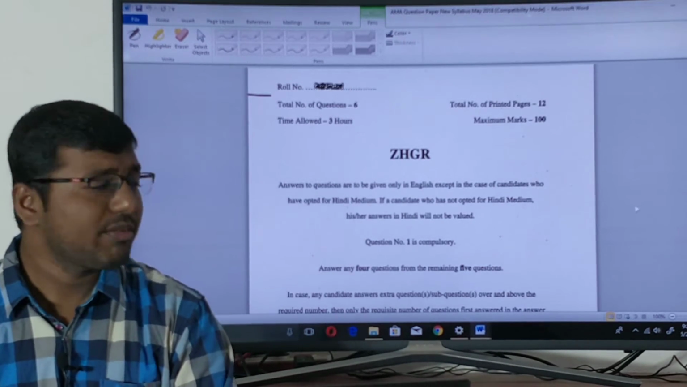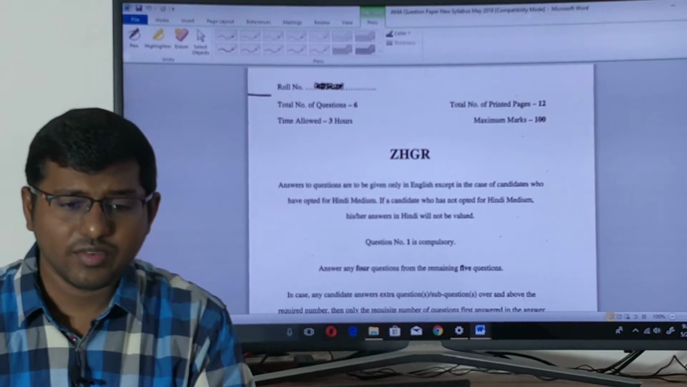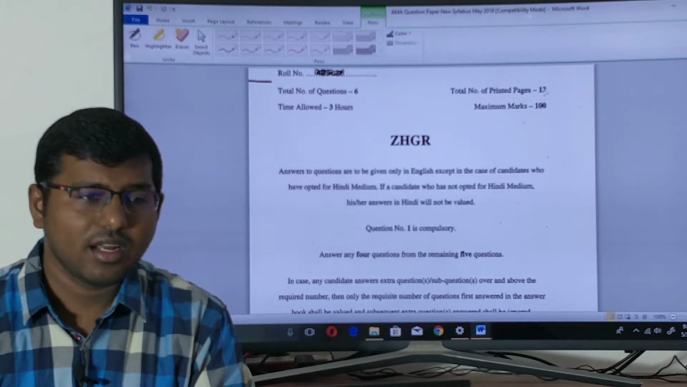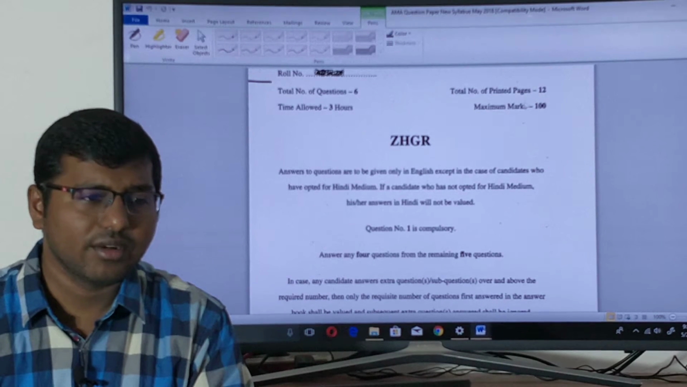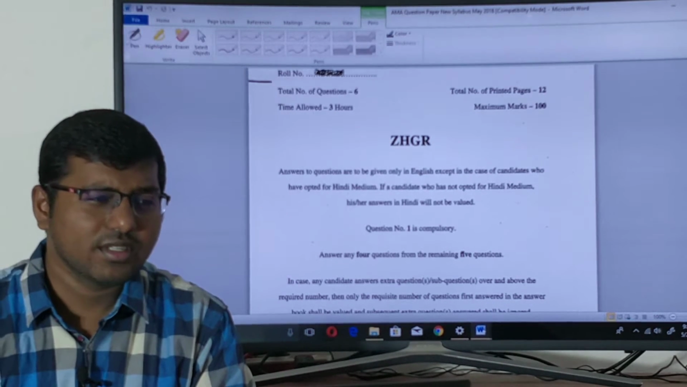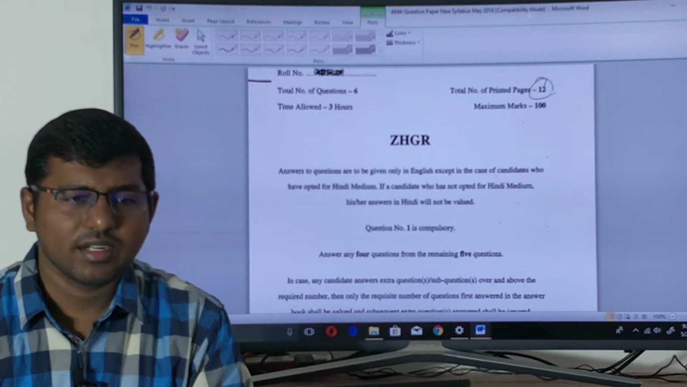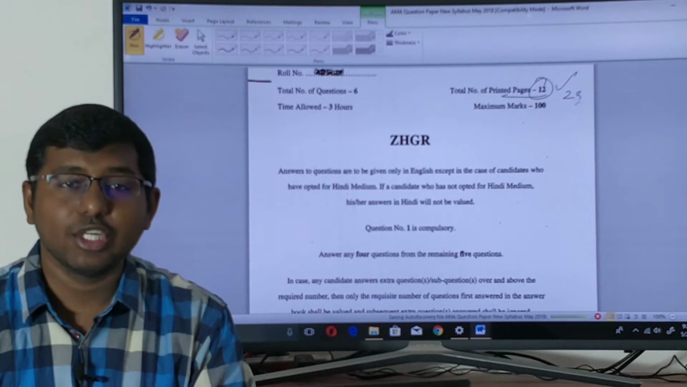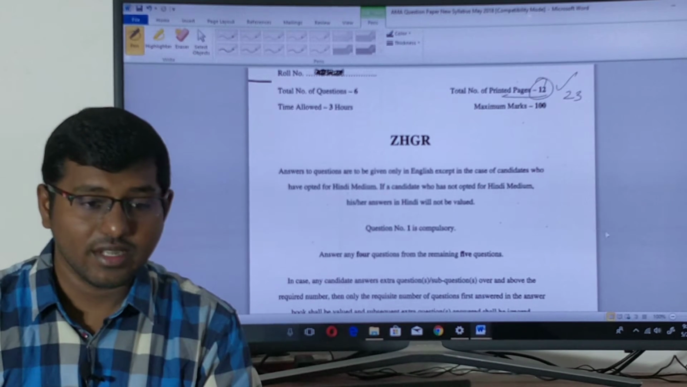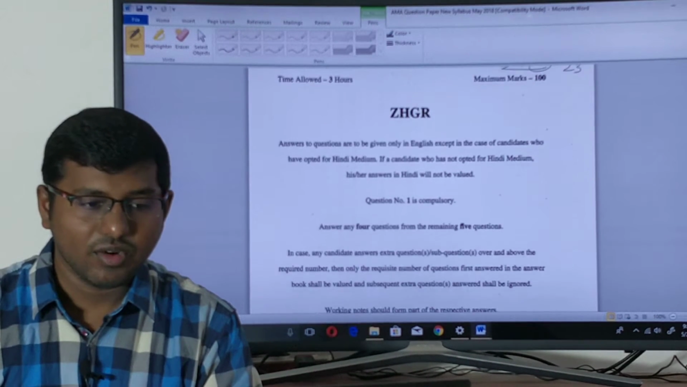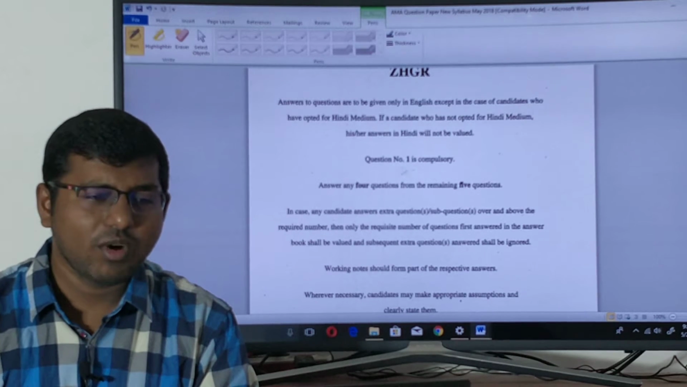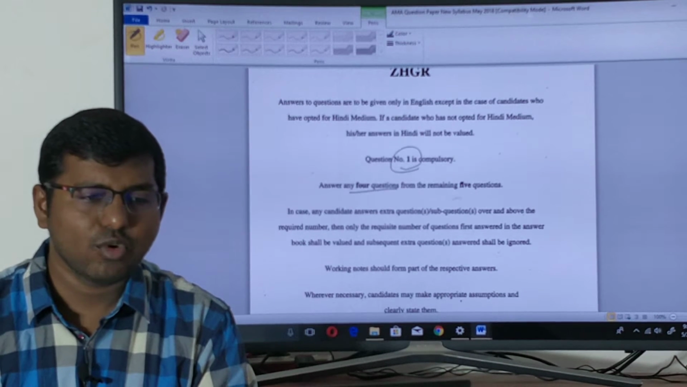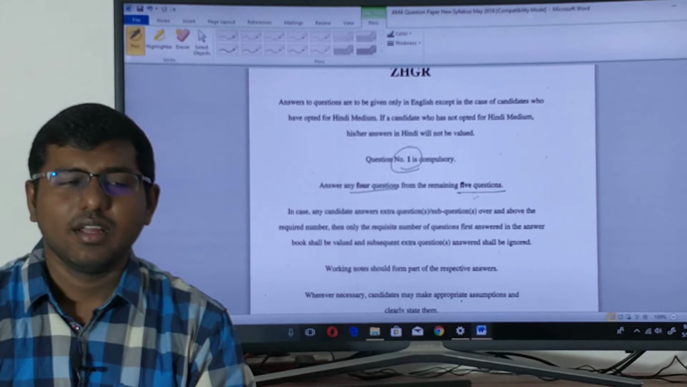So this is the question paper, guys, as you can see here on the screen. As you can see, it's 12 pages. It was actually 23 when compared to the old syllabus, so it's literally half. Question 1 is compulsory, and answer any 4 questions out of the remaining 5.